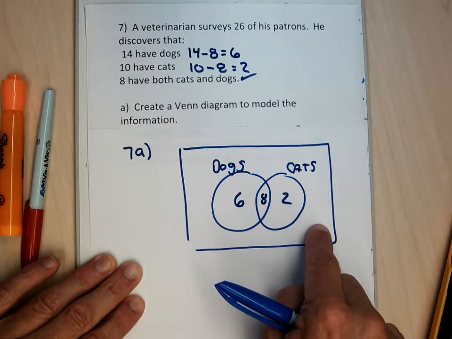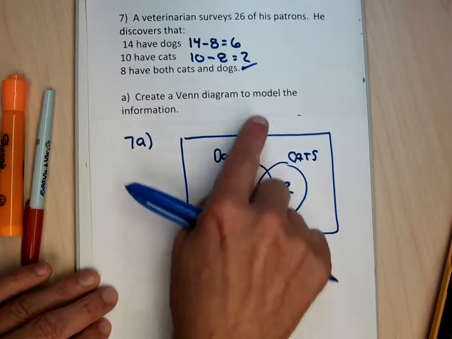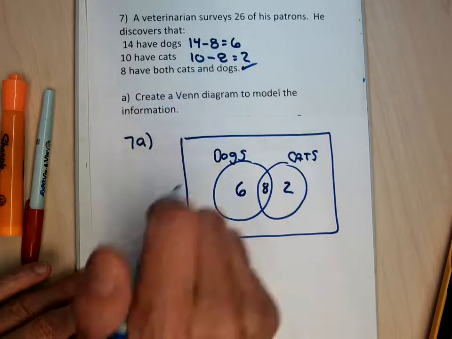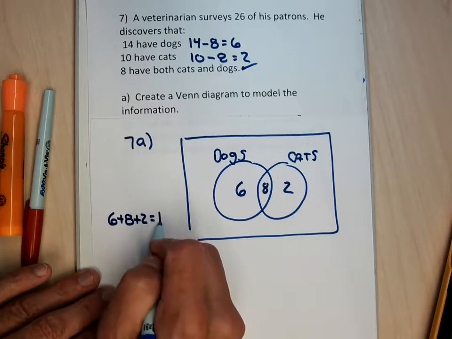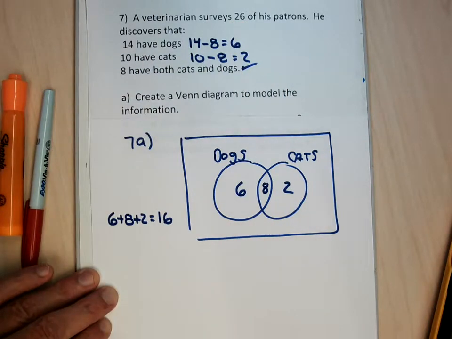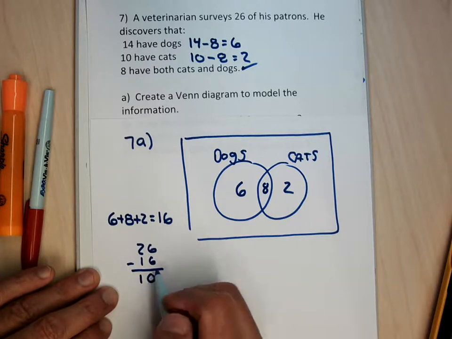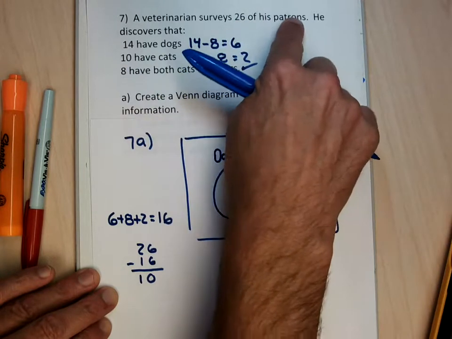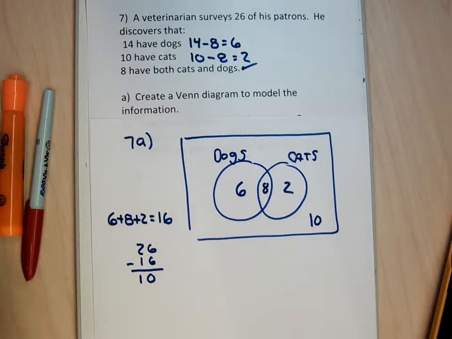Last I'm going to do region 4, and for region 4 I need to subtract again. And what do I have to subtract? Well, all 4 numbers of the regions have to add up to 26. The numbers that I have in my Venn diagram so far, 6 plus 8 plus 2, if I add them up, I have 16 of the 26 customers categorized. The rest of the customers didn't have a dog and they didn't have a cat. So the difference between the 26 total patrons and the 16 that I've counted for is 10. That's 10 that maybe have horses, guinea pigs, hamsters, or whatever they might have. So that's a Venn diagram for this scenario.